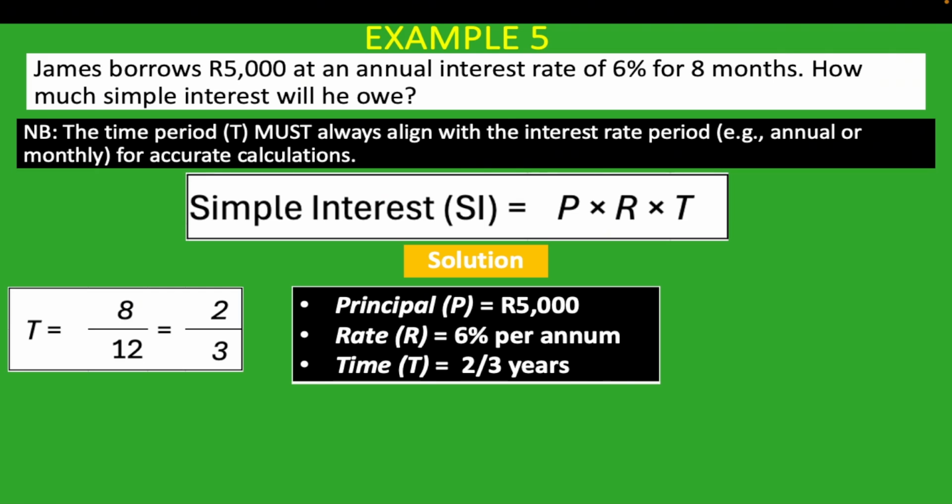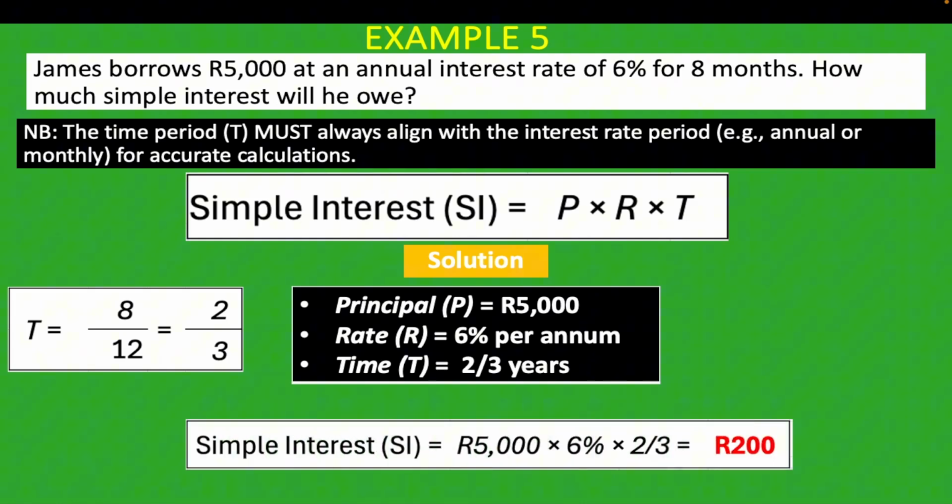You can see here the challenge was that our time was showing in months, yet we know that our interest rate was given as an annual interest rate, and so we needed to convert our months into years. And so we simply take the number of months divided by 12, because that's how many months we have in a year, and of course you simplify it to 2 over 3. Now that we have our time in years, we're going to get our answer for simple interest. It's going to be 5,000 Rand times 6% times 2 over 3, and that gives us a simple interest of 200 Rand.